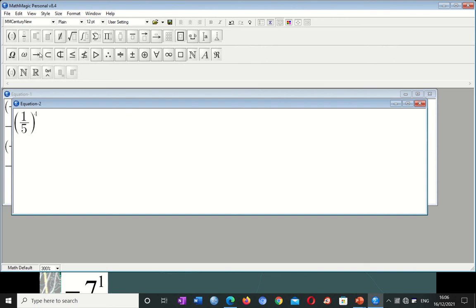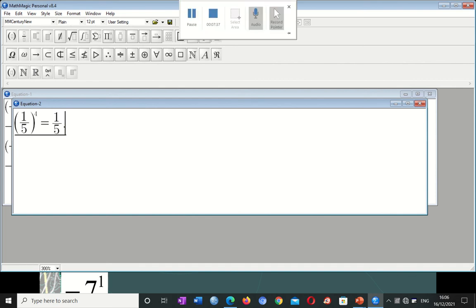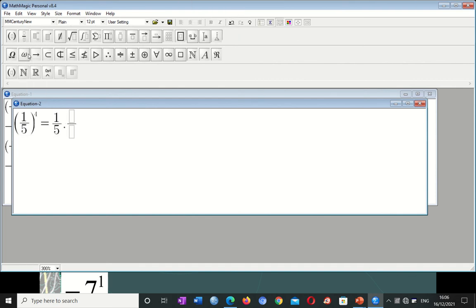So what this means? It means 1 over 5 multiplied by, this small dot is multiplication, 1 over 5 multiplied by 1 over 5 multiplied by 1 over 5. We are going to multiply by itself these 4 times: 1 over 5, 1 over 5, 1 over 5, and 1 over 5.